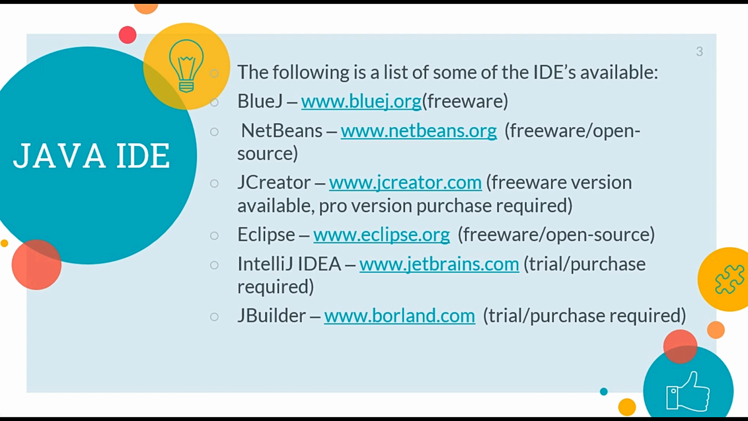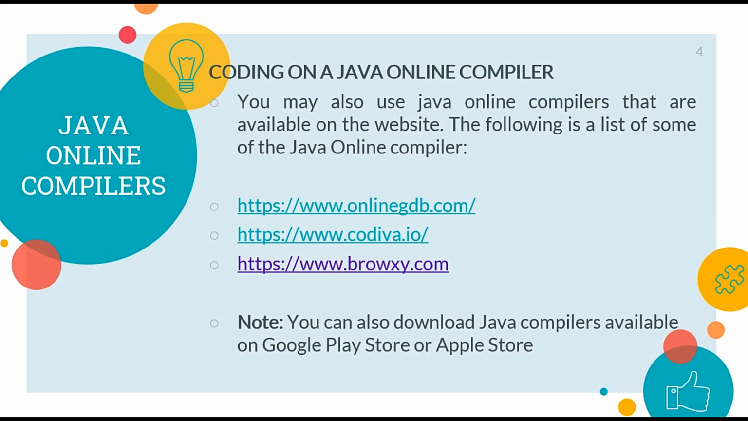If you don't have a computer, you can also write a Java program on a Java online compiler. There are websites wherein you can test your programs. These are some of the sites that you can use in creating your programs. Or else you can download Java compiler applications on your mobile phones. Just visit Google Play Store or Apple Store.